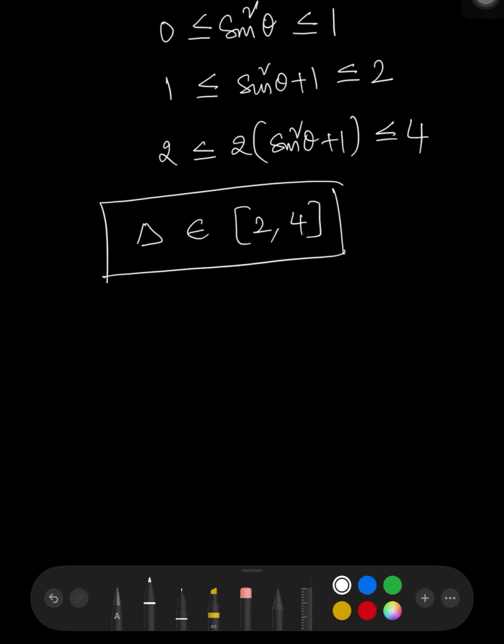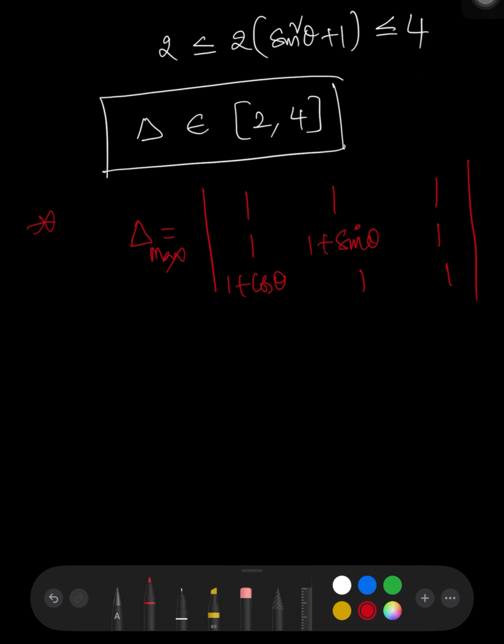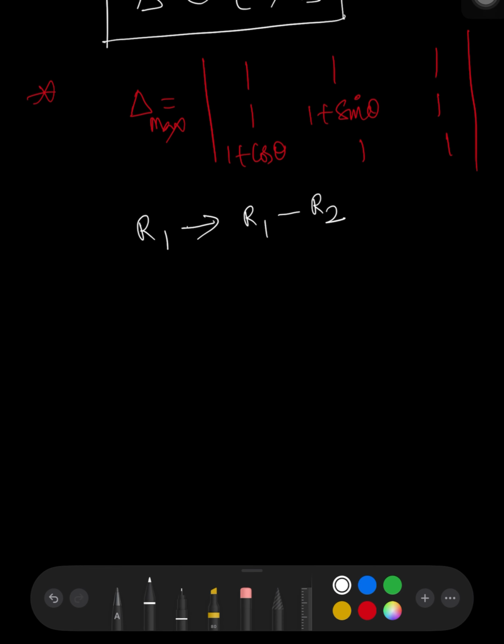And one more very important question: find the maximum value of the determinant. For this we need to find delta max, and the question is 1, 1, 1; 1, 1 plus sin theta, 1; and 1 plus cos theta, 1, 1. Instead of solving directly, I can use a row operation here also, that is row 1 gives row 1 minus row 2, since I need to find delta max.